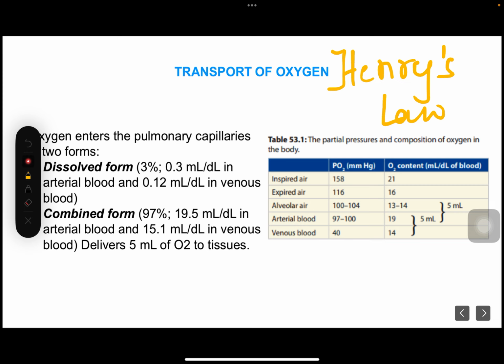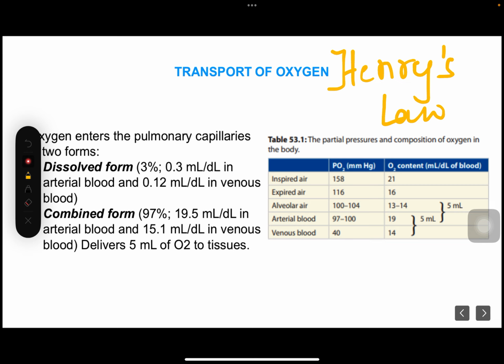Now, the oxygen entering from the alveoli to the pulmonary capillary blood has 3% of oxygen in the dissolved form and 97% in the combined form. For example, if 100 molecules are entering from the alveoli to the pulmonary capillary blood, then 3 molecules will get dissolved in the plasma and the remaining 97 molecules are in combination with the hemoglobin. So in these two forms it will be carried to the tissue.